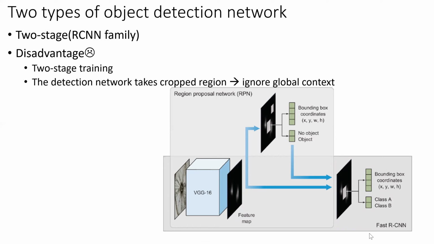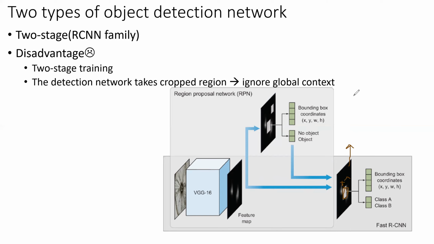The second disadvantage is that the detection network here only takes the cropped feature map instead of the full feature map. So it kind of ignores the global context when making the prediction. So when making the prediction, I'm only looking at the pixels inside these regions, and not the nearby pixels.